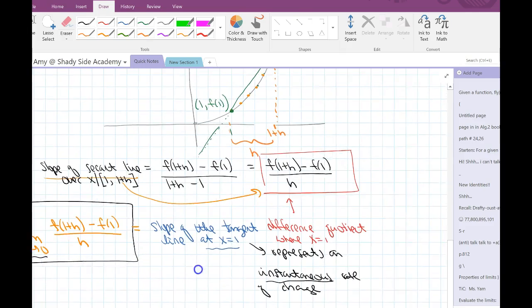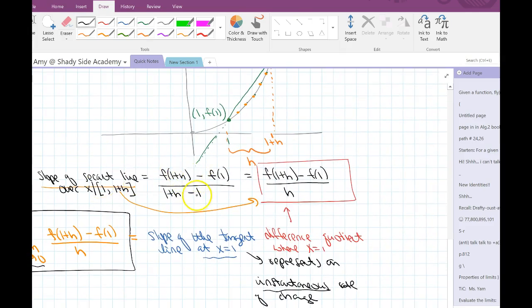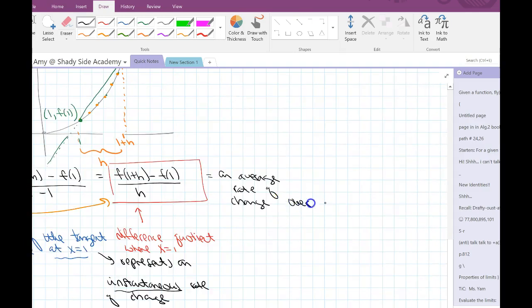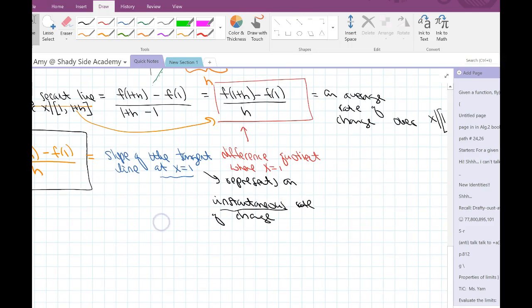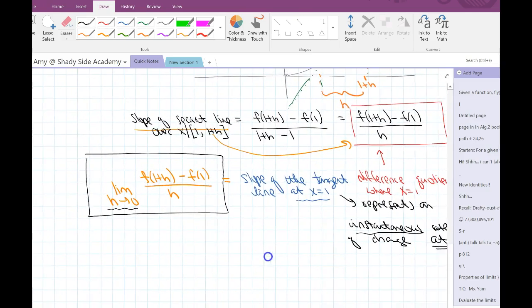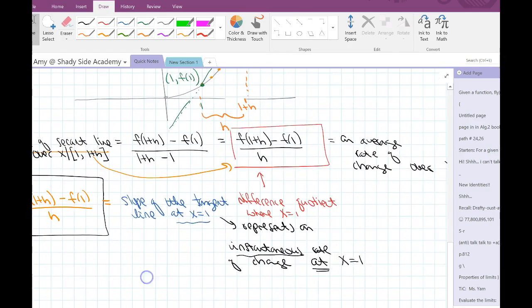Okay, let's be thorough. Slope of secant line, which equals this, this equals an average rate of change. And let's make sure we're really thorough. An average rate of change over the interval of x from 1 to 1 plus h. This slope of the tangent line represents an instantaneous rate of change at, not over an interval, right, at x equals 1, which is the point of tangency. How did you like that? I hope that was like phenomenally, I hope that was fun.